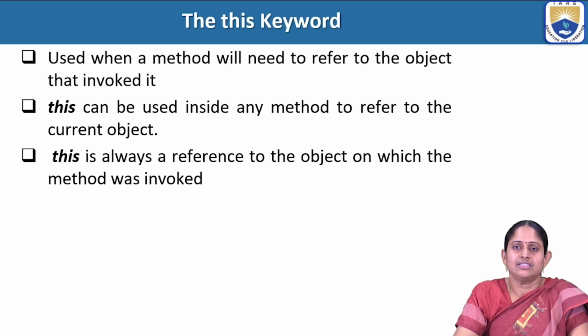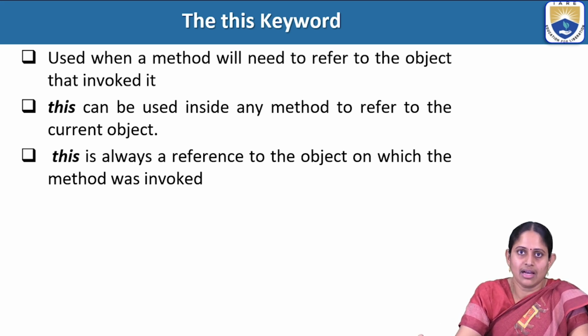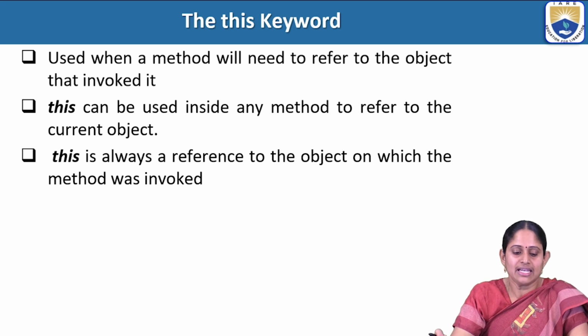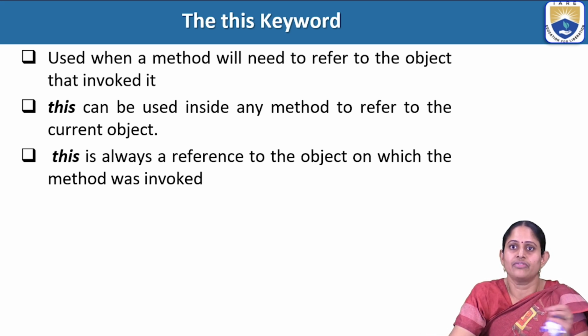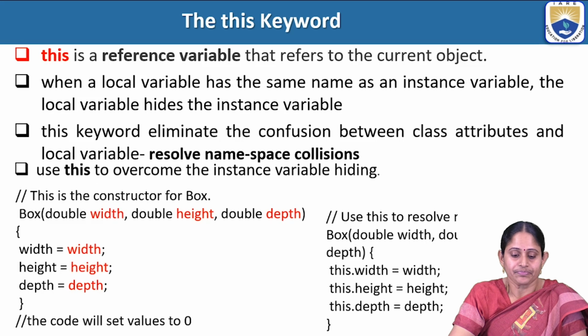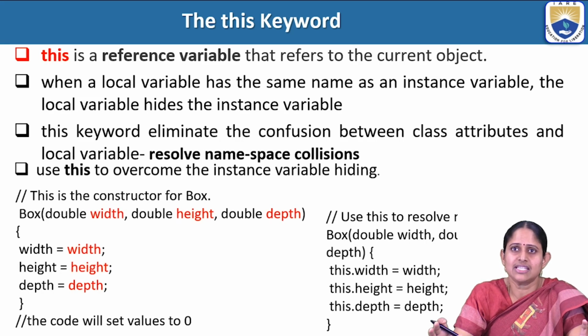The this keyword is usually used to refer to the currently working object. We can also use the this keyword for other things, like when we want to pass the invoked object to another method. Basically, it is used when a method needs to refer to the object that it invoked. It can also be used to refer to the current object, and to the object on which the method was invoked. The this keyword is a reference variable which refers to the current object.